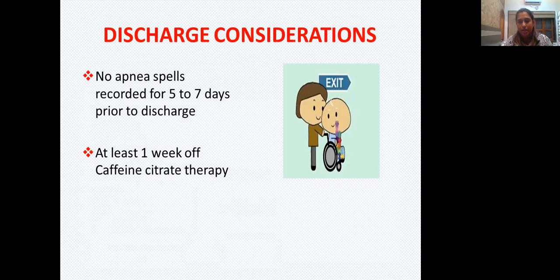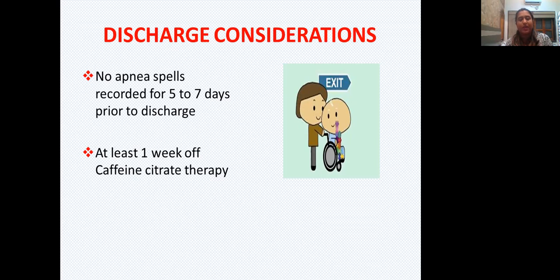So there are certain discharge considerations, and that is we have to always monitor caffeine. Caffeine citrate has a long half-life, 24 to 100 hours in the body. So sometimes, even after suddenly stopping caffeine, the baby can have a relapse or can have apnea again.